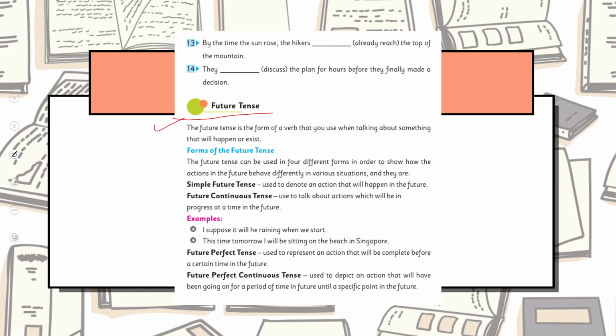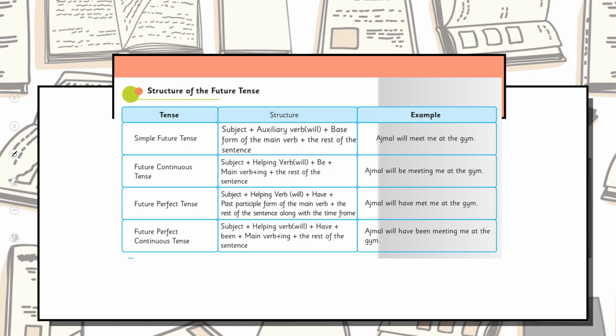The future tense is the form of a verb that you use when talking about something that will happen or exist. Will means it will happen in the future. The future tense can be used in 4 different forms to show the action in the future behaving differently in various situations, and they are: number 1, your simple future tense, then your future continuous, future perfect, and future perfect continuous tense. All right, let's see the structure over here.